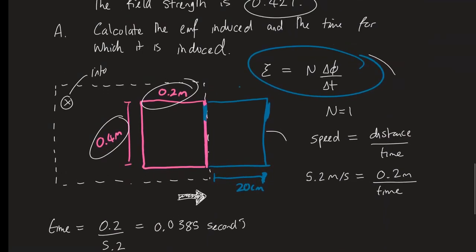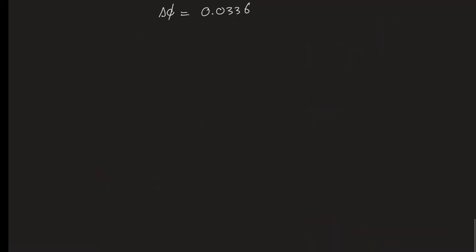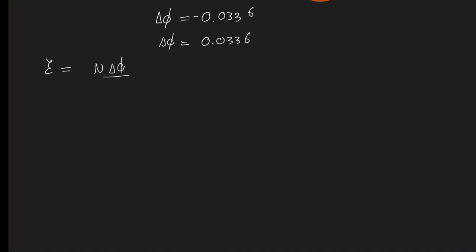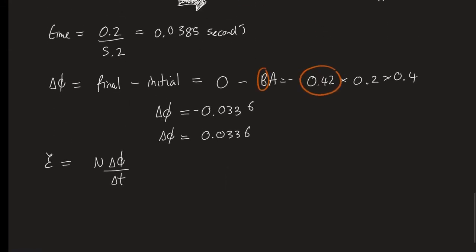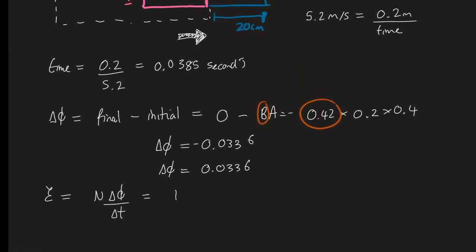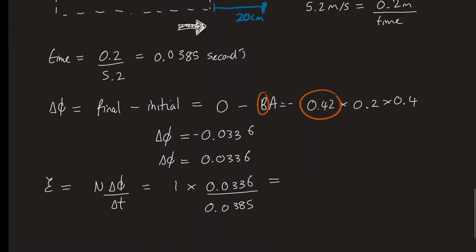Now we can assemble this equation here, circled in blue and white. So that is the equation from Faraday's law. So we know that there's one turn, so 1 times the change in flux, 0.0336, and then we know that this takes 0.0385 seconds to take place, and that will give us the EMF, which is 0.873 volts. That's the EMF, or the induced voltage there.